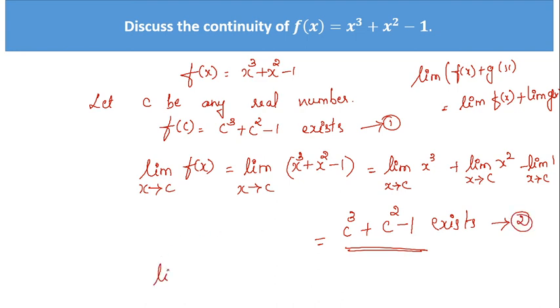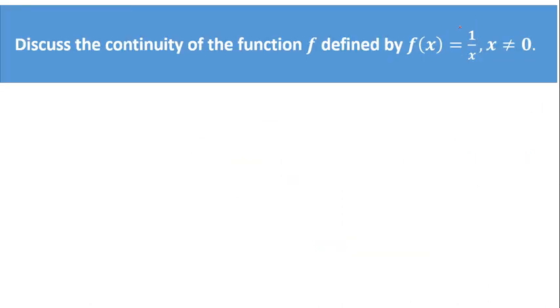So what is the third condition? The limit of f of x as x tends to c is equal to f of c. Since we have proved it for a random element c, it is true for the entire real number line, that is, it is true in the entire domain. So this particular function is also continuous.